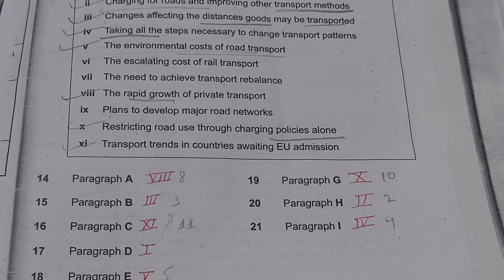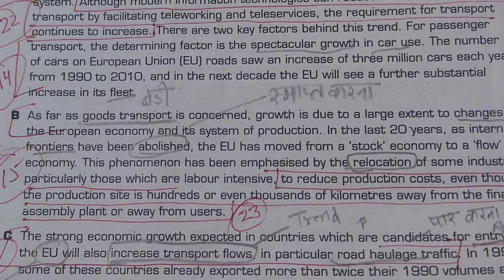Next question is paragraph B. Its heading is option 3. Changes affecting the distances goods may be transported. जो goods ज़्यादा दूरी पर ट्रांसपोर्ट किया जाता है, उसे अफेक्ट करने वाले changes. Let's see in the paragraph. As far as goods transport is concerned, growth is due to a large extent to changes in the European economy and its system of production.